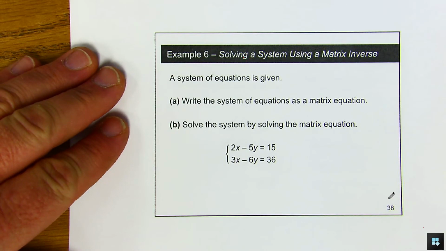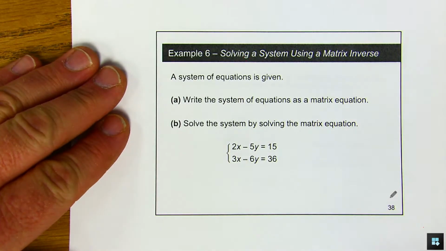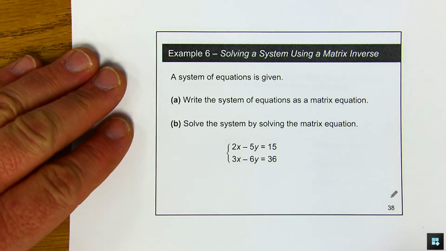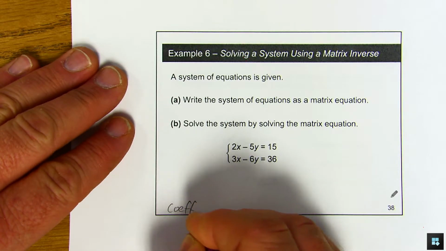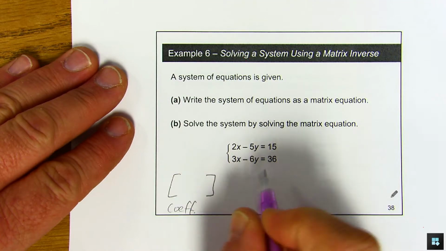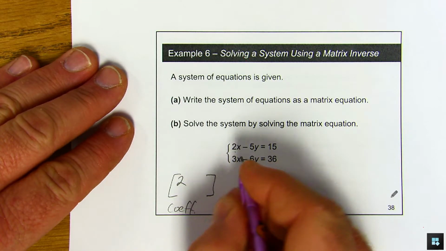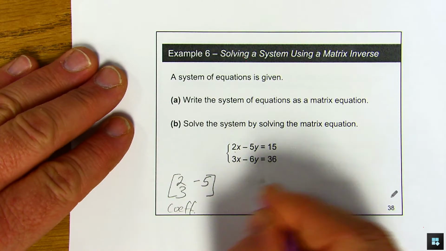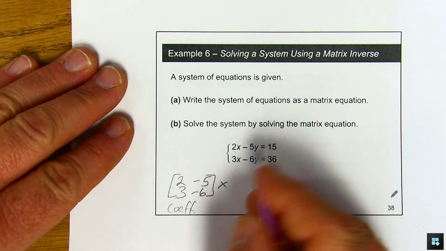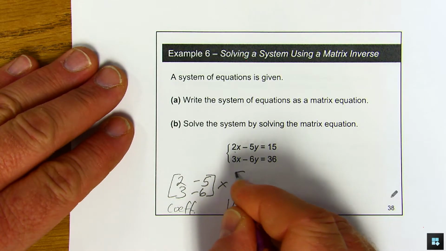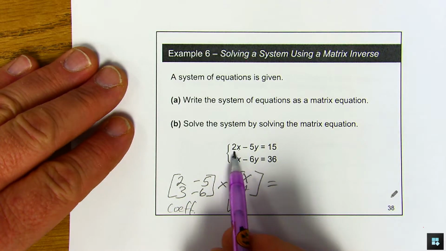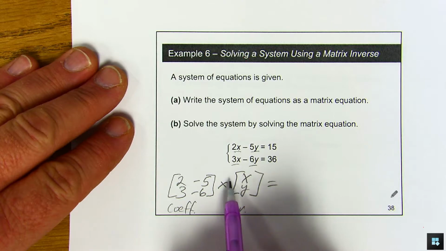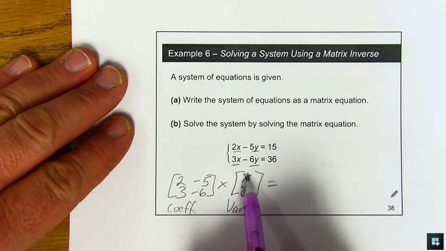So first it says, write this system as a matrix equation. Hey, this is nice, it's a 2 by 2, not a 3 by 3. We're going to be dealing with 2 by 2s here. So first we come up with our coefficient matrix. That's the ones that are in front of the variables. So 2, -5, 3, -6. We have our variable matrix next. X, then Y. One thing to note as well, see how this goes X, Y, X, Y? You need it to go X, Y, X, Y, or else this isn't true.